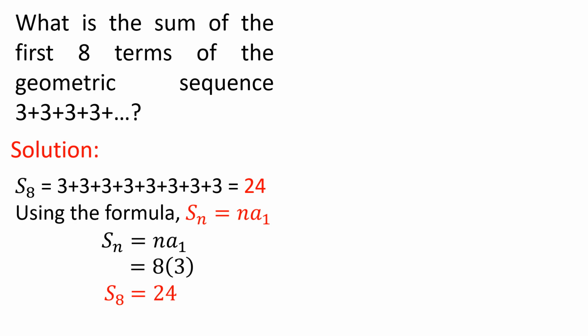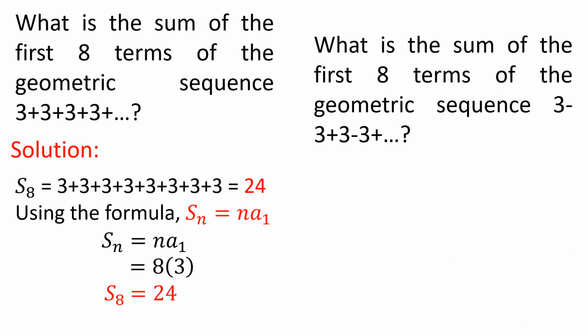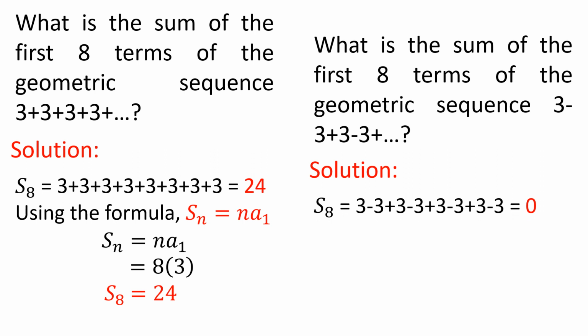So how about if our r is equal to -1? Let us take the first case, and that first case is if the value of n is an even number. Okay, let us try. The problem is, what is the sum of the first 8 terms of the geometric sequence 3, -3, plus 3, -3, plus, and so on? For our solution, by simply adding all the terms, S sub 8 is equal to 3 minus 3 plus 3 minus 3 plus 3 minus 3 plus 3 minus 3. Of course, our answer will be 0.